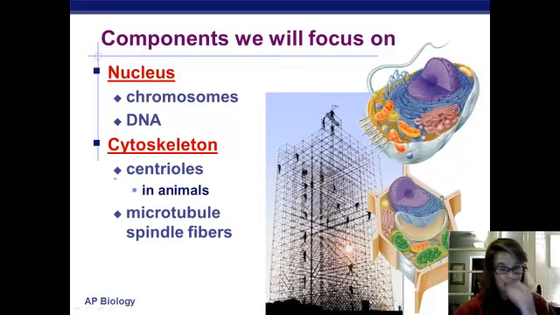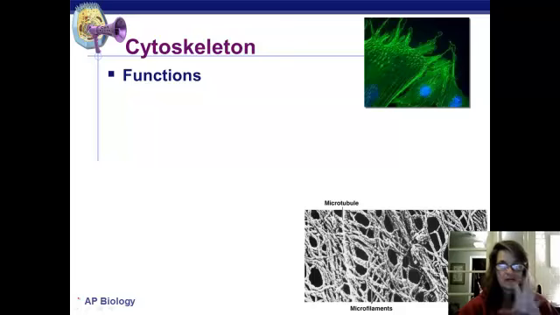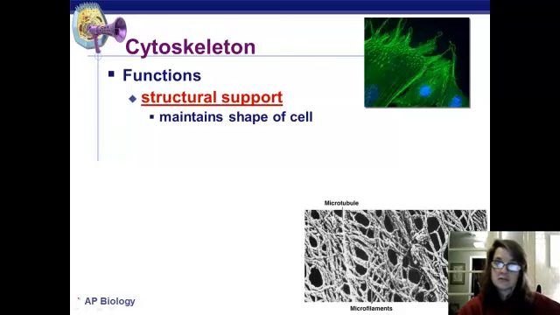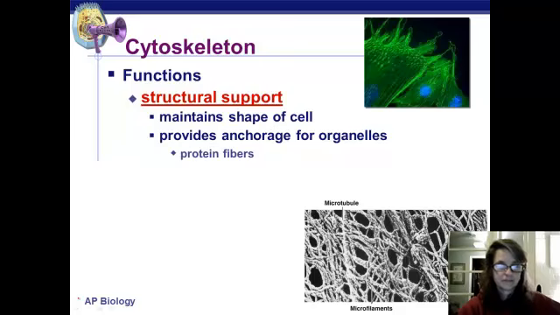And in order to divide the cell, lots of stuff has to move around. The chromosomes have to move around. We have to cut the cell in half, and it's the cytoskeleton that's going to be involved in that. So that's going to be an important part of our focus. Let me introduce you to a few cytoskeletal terms and concepts.